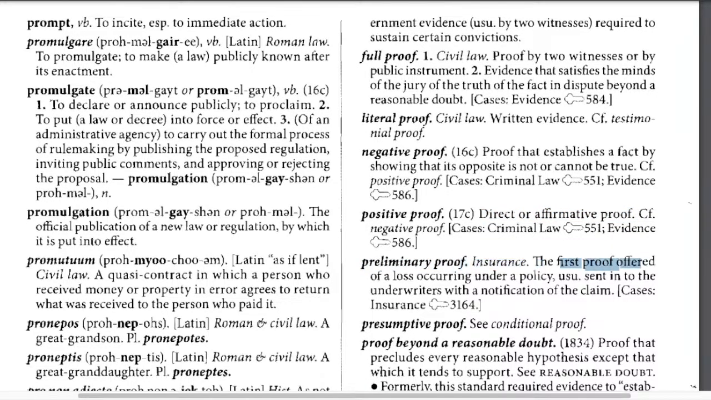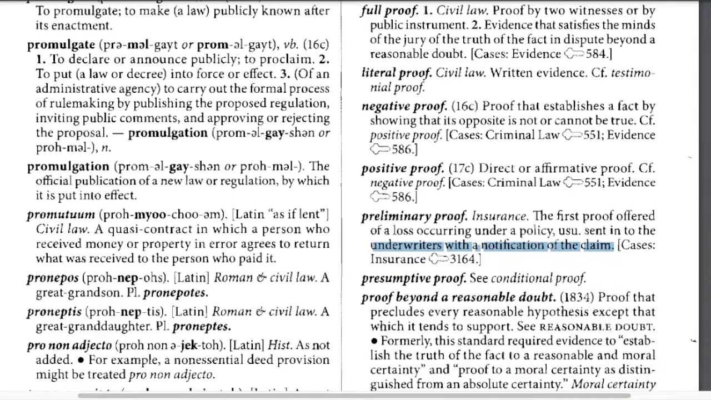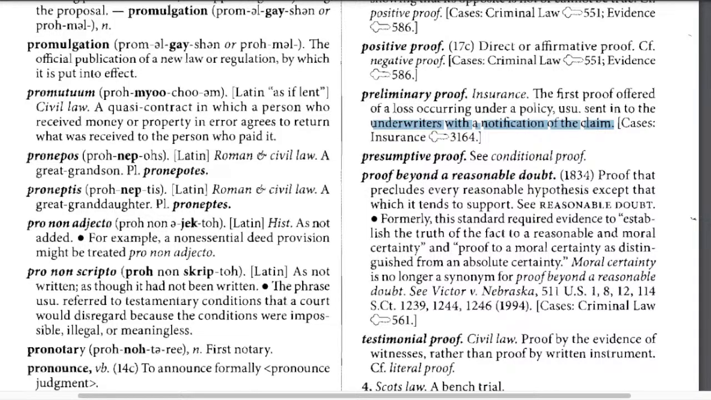Preliminary proof, insurance. The proof first offered in a loss occurring under a policy, usually sent into the underwriters with a notification of the claim, which we went over already. Proof beyond reasonable doubt, 1834. Proof that precludes every reasonable hypothesis except that which it tends to support. See reasonable doubt. Formerly, this standard required evidence to establish the truth of the fact to a reasonable and moral certainty, and proof to a moral certainty as distinguished from an absolute certainty. Moral certainty is no longer a synonym for proof beyond a reasonable doubt.